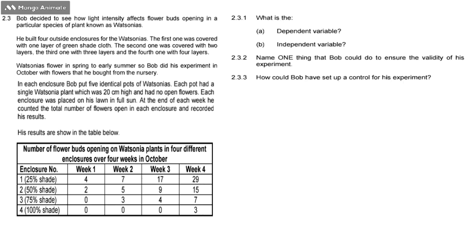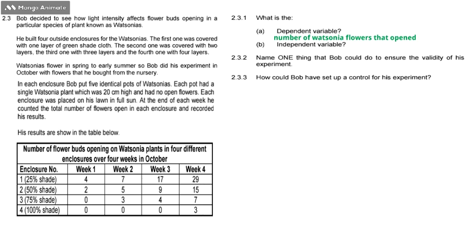The first question is 2.3.1 A. What is the dependent variable? It has 1 mark. The dependent variable is the number of wasonia flowers that opened.